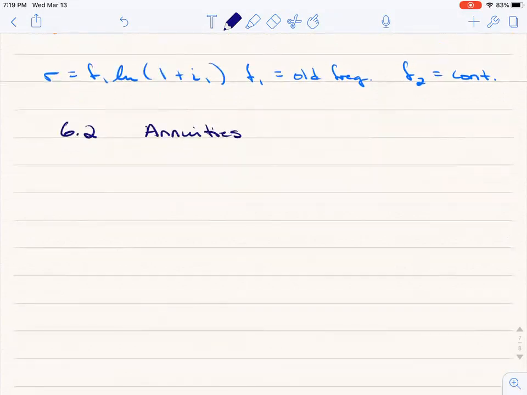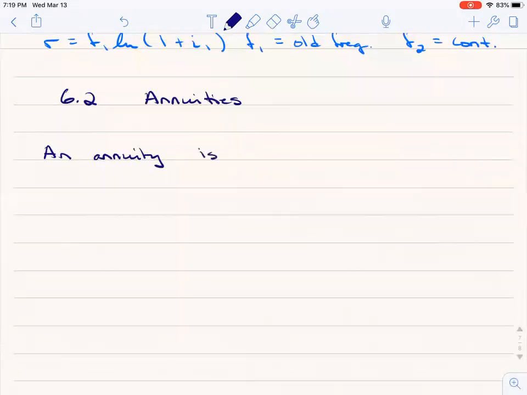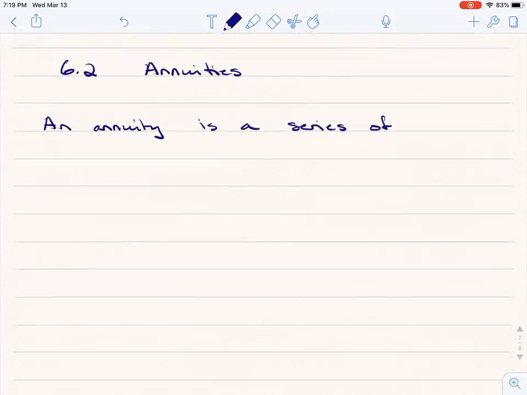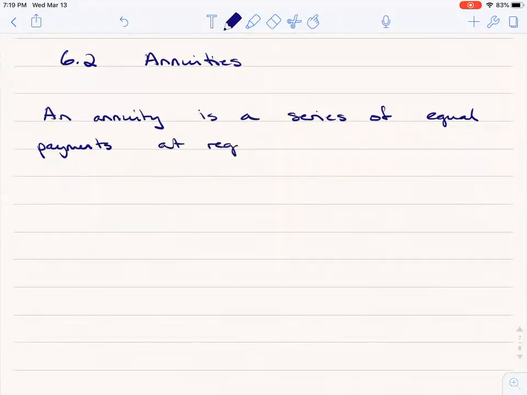So, like I said, an annuity is a series of equal payments at regular intervals. And that's really important, right? Your monthly car payments or your biweekly loan payments or mortgage payments, they come out at regular intervals. So an annuity is a series of equal payments at regular intervals.